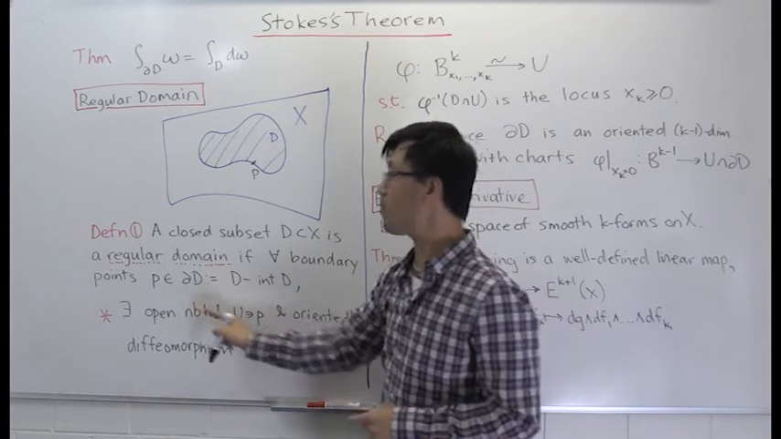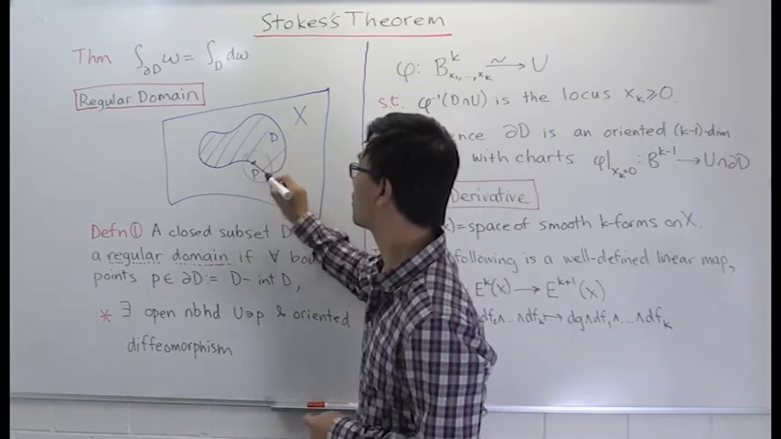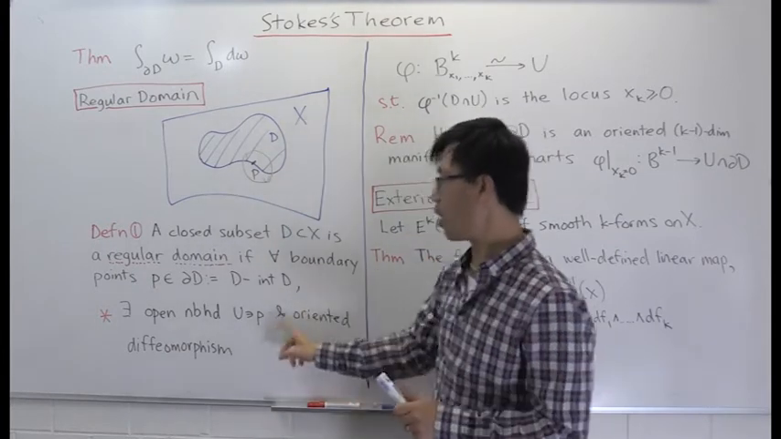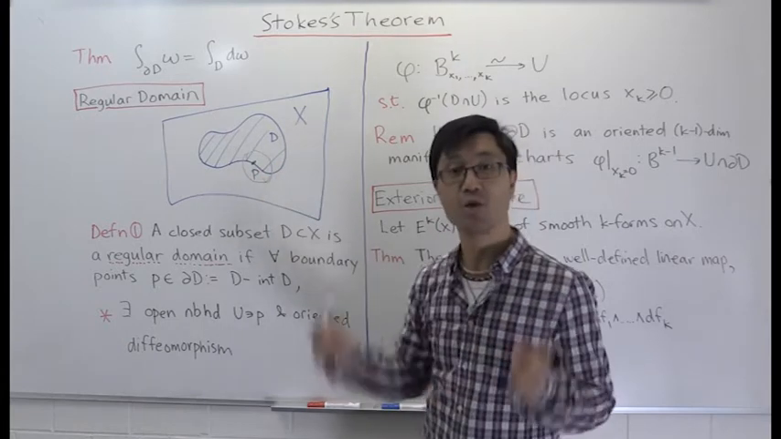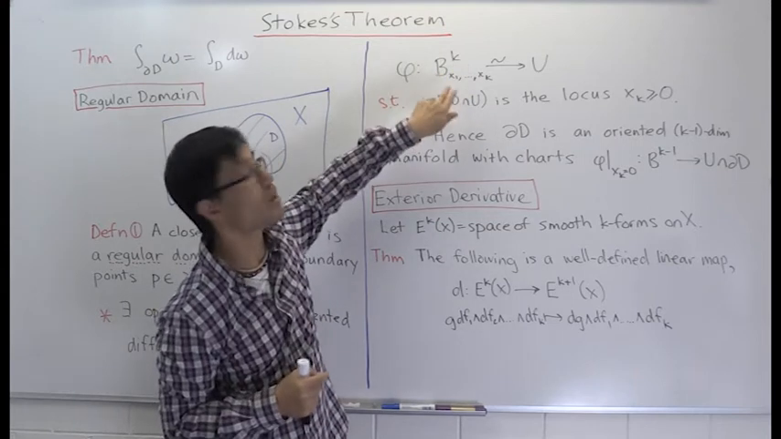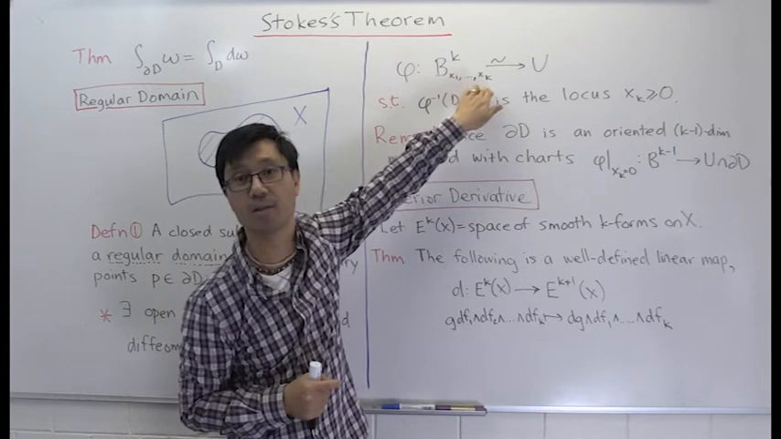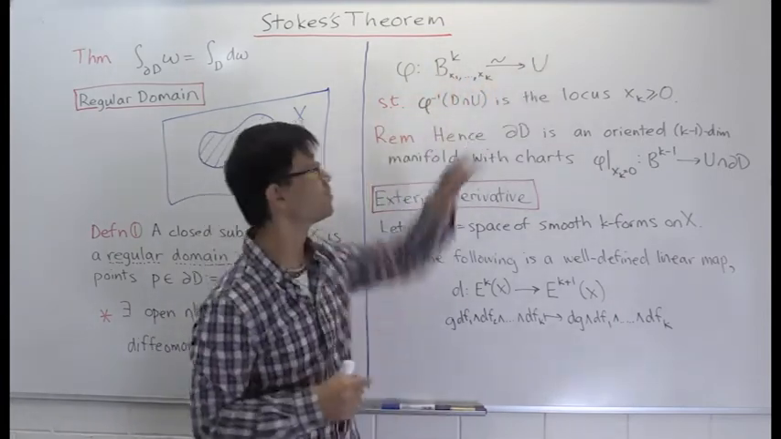So we're going to assume there's some open neighborhood of this point, U, there's our U here. And there's going to be a chart, so an oriented diffeomorphism phi of this U with a unit ball. So it's a k-dimensional ball here. And let's suppose this k-dimensional ball has variables x1 up to xk. So that's going to be diffeomorphic with U.